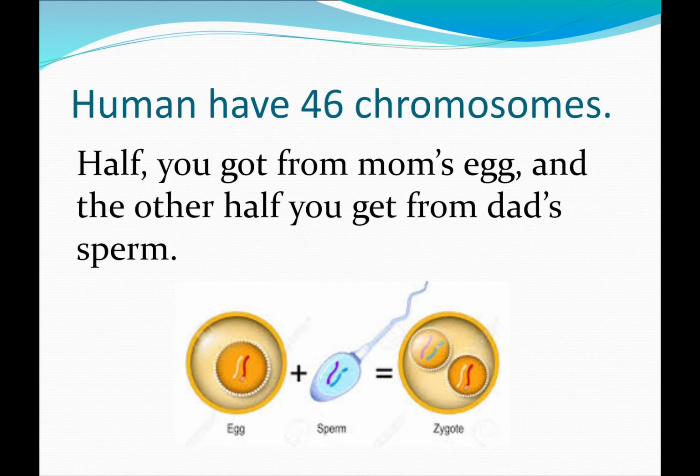Now, again, back to our previous lesson, humans have 46 chromosomes, right, in your whole body. So that means you got half of it from your mom. So your mom's egg has 23 chromosomes because it's a haploid, and the other half is from your dad's sperm. Again, it's called a haploid, right? So that only has 23 chromosomes.